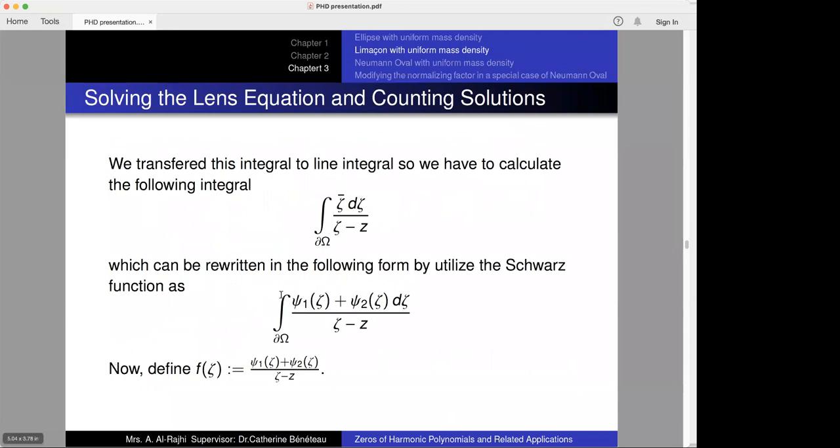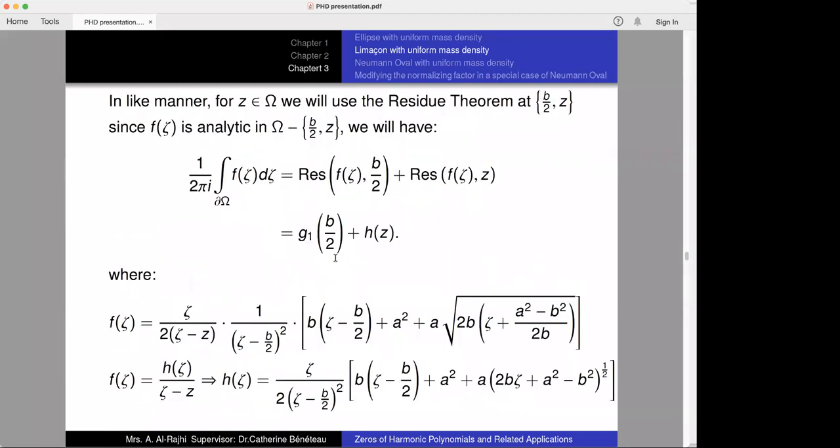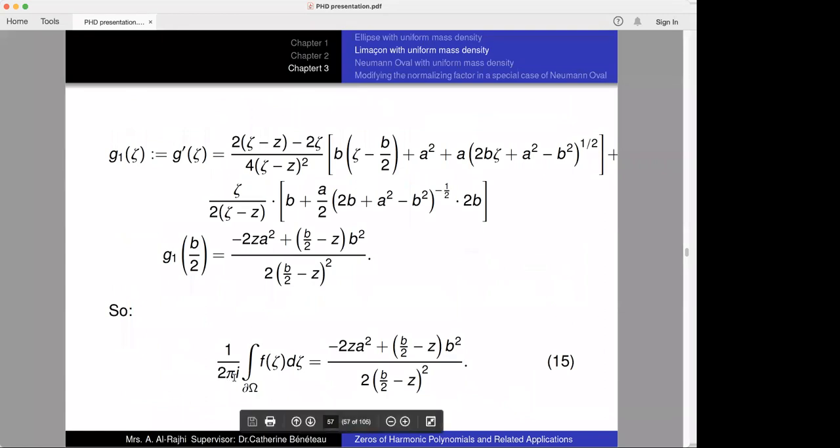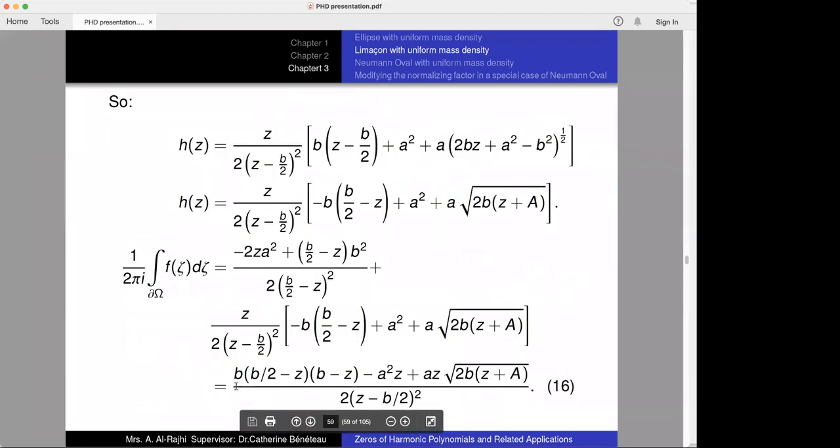As we did before, we will write zeta bar as a Schwarz function. Then here we will use the residue theorem. For z not in our domain, by using the residue theorem, we get 1/(2πi) equal to this, while when z is inside the domain, we have to use the residue theorem for b/2 and z. And we have this.